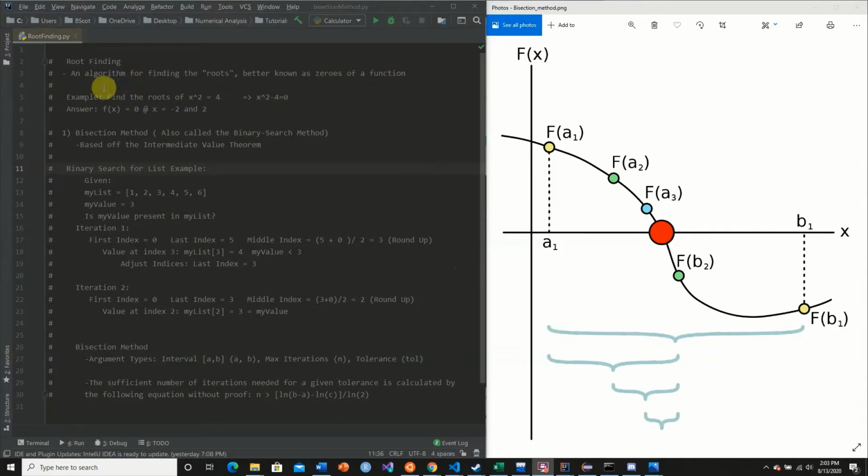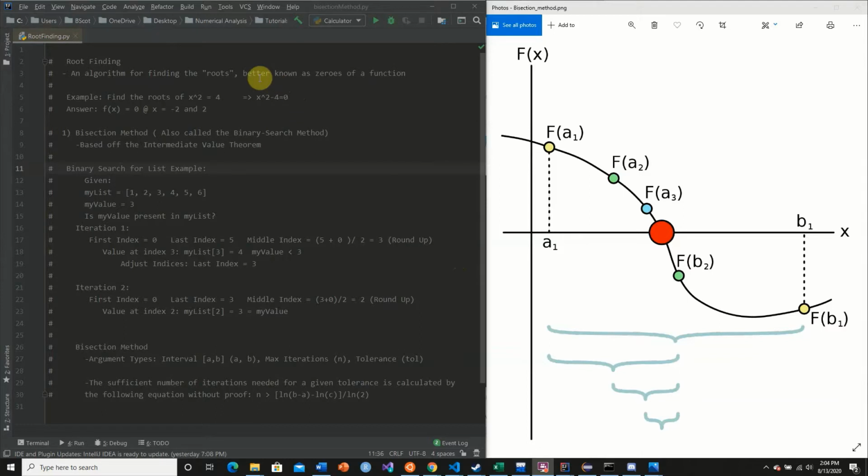So here we have an example. Find the roots of x squared equals 4. We can better adjust this function as the following. We can subtract 4 from both sides, and we get x squared minus 4 equals 0. So root finding simply means: at what values of x does this equation equal 0? The answer is f of x equals 0 at x equals negative 2 and 2. And so now we know the importance of root finding.